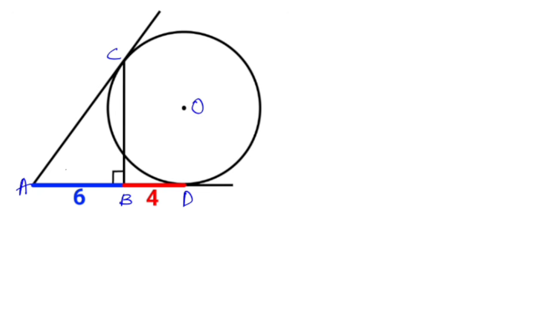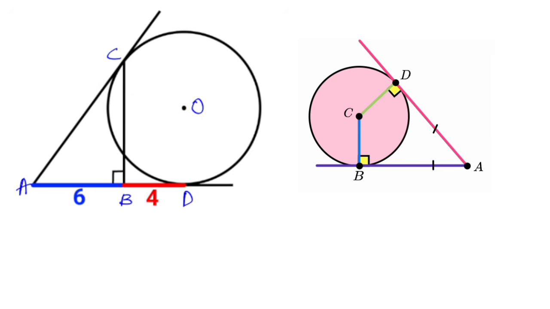Next, let's recall the circle theorem of tangent from external point. It states that if two tangents are drawn from the same point outside a circle, the lengths of those tangents are equal. From this theorem, it follows that AD is equal to AC. Since AD is equal to 6 plus 4, which is equal to 10 units, AC is equal to 10 units.